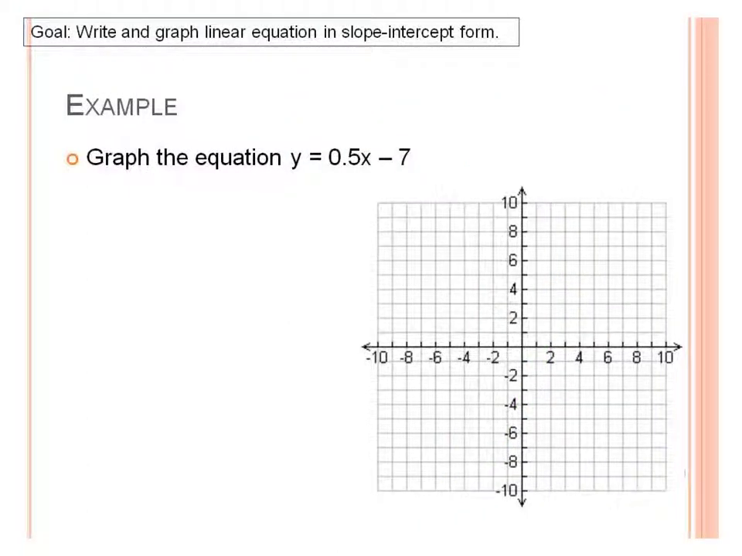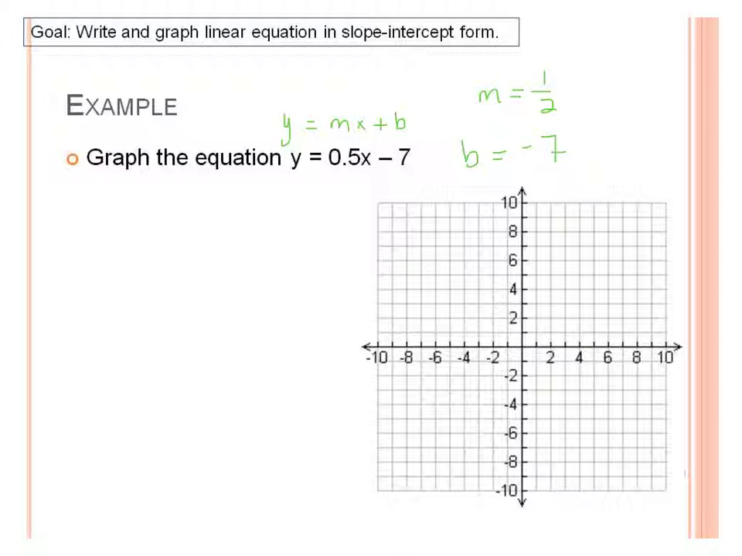So, first step, is this in slope-intercept form? And the answer is yes, y equals mx plus b. And so what is our m? Well, our m is 0.5, and this is again why I harp on those fractions. I can't do a rise over a run with 0.5. So what is that as a fraction? It's a half. And then what is my b? -7, and make sure we know that it is a -7.